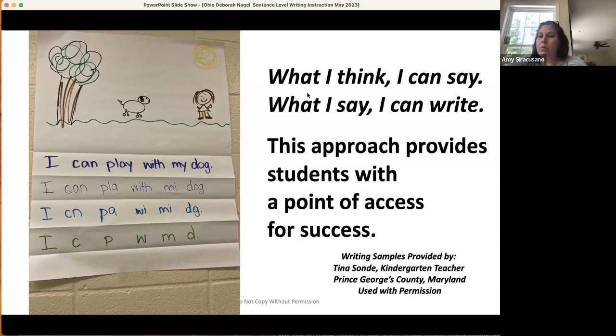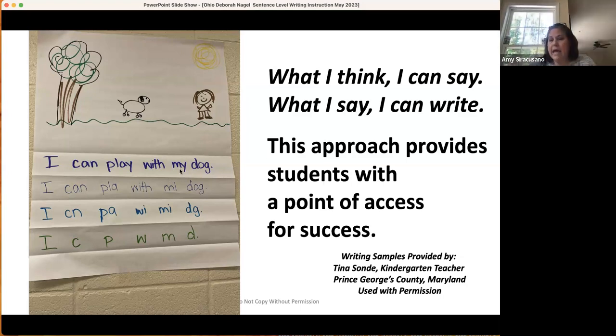And Lucy would always say, what I think I can say, what I say I can write. And if we think back to that cognitive flow and executive functioning, that's what we want, right? We want to hold our thinking. We want to be able to verbalize it, right? Speech, then what we're saying to print, right?